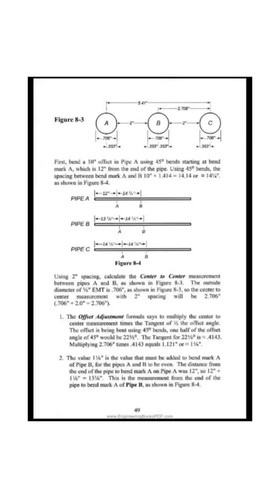This is the measurement from the end of the pipe to bend mark A of pipe B, as shown in figure 8-4. 3. To find the adjustment needed for pipe C, we use the same formula as before, but the spacing used will be from pipe A, the first pipe, to pipe C. Referring to figure 8-3, we see that the center-to-center spacing between pipe A and pipe C is 5.41. This distance, 5.41 inches, times the tangent of 22.5 degrees, 0.4143, equals 2.241, or 2 1/4.